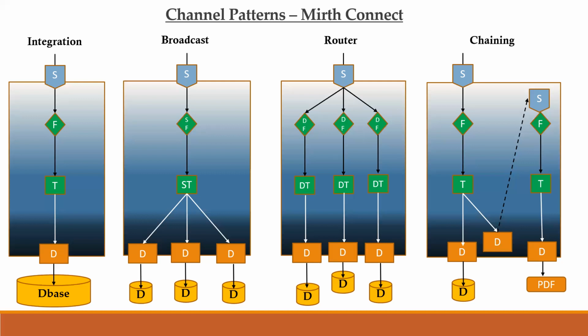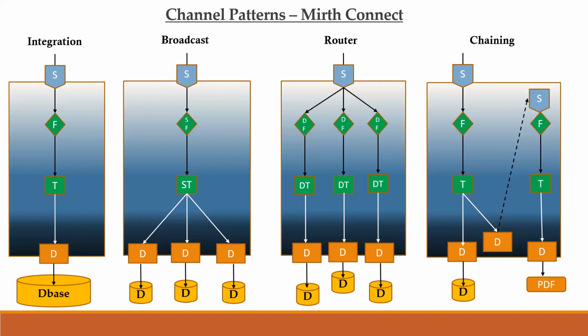Okay, it will write the data to another channel's source side, and the messages will be sent to that particular secondary channel, and that channel may be designed to perform entirely different functionality. Let's take one example. Let's say that we are receiving lab results on the source side, and we want to write those lab results to the database. At the same time, we also want to generate a PDF file based on the results that we are receiving.